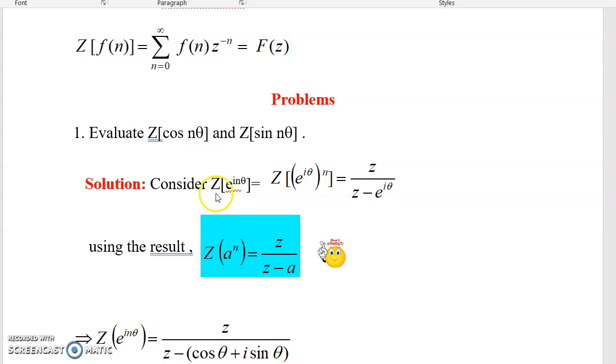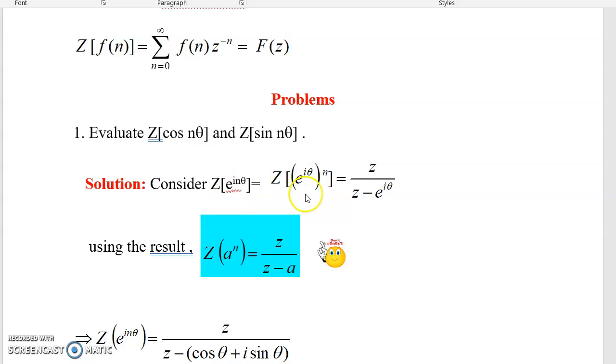For this, let us consider Z transform of e power i n theta. Now, why do we have to consider e power i n theta for this? Because we all know e power i theta is cos theta plus i sin theta. Similarly, e power i n theta will be cos n theta plus i sin n theta. So, we will get the answers of these two from here. So, that's why we start from here.